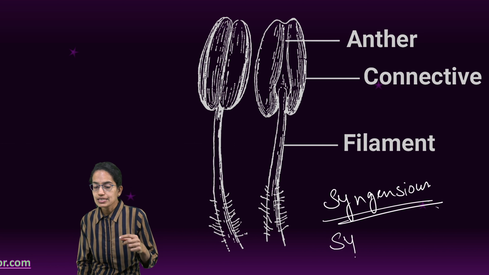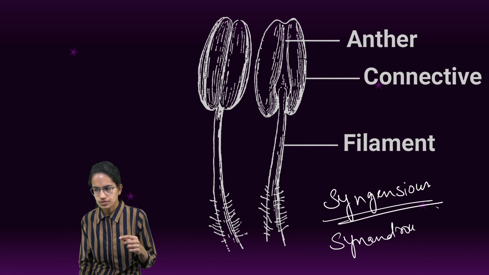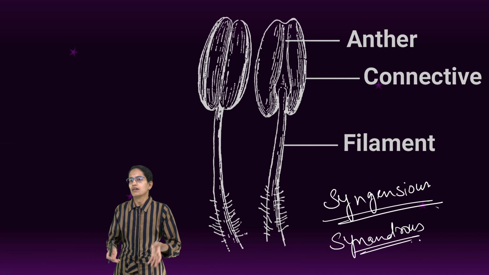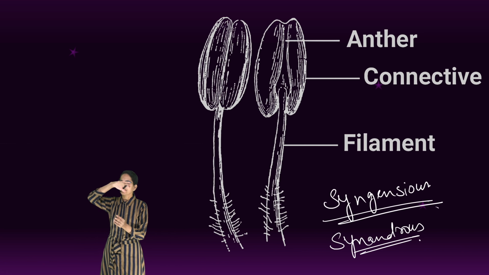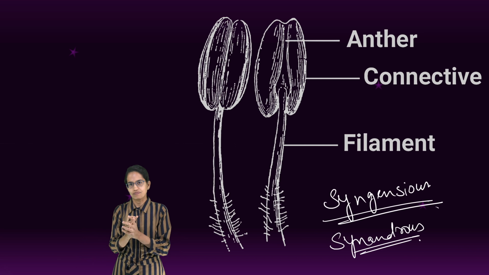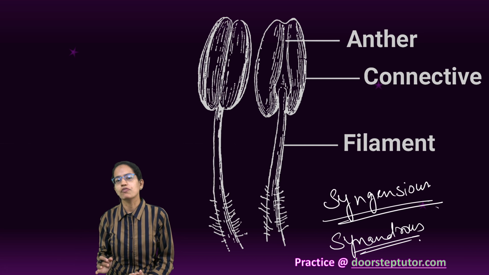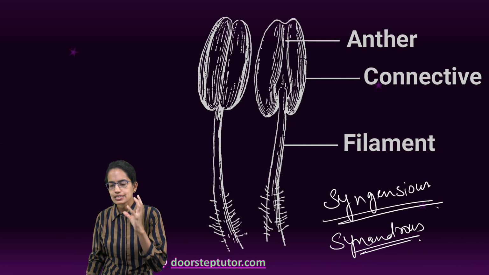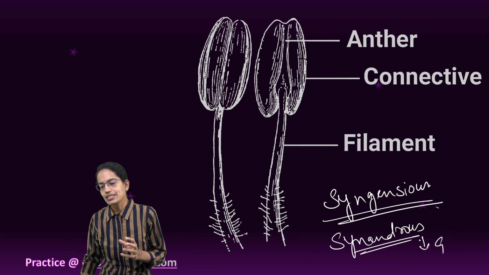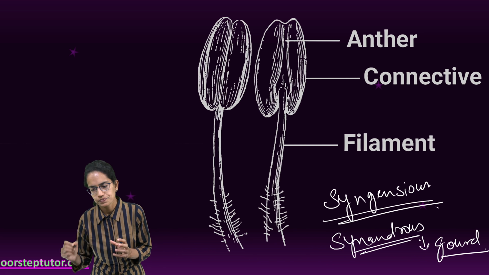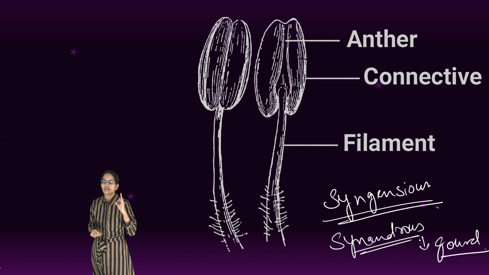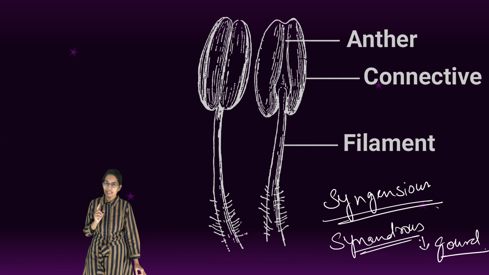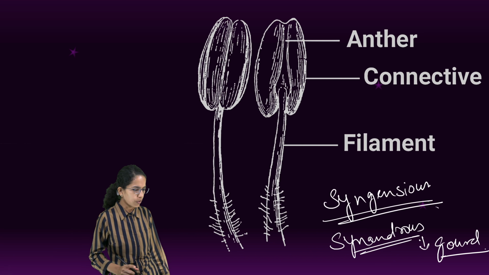The next is synandrous. Synandrous means both the filament as well as the anther are united. So it is united from the filament, and it is united from the anther as well. We call it synandrous. A good example is gourd. So that is a basic classification of the types of stamen, very important. I repeat again.